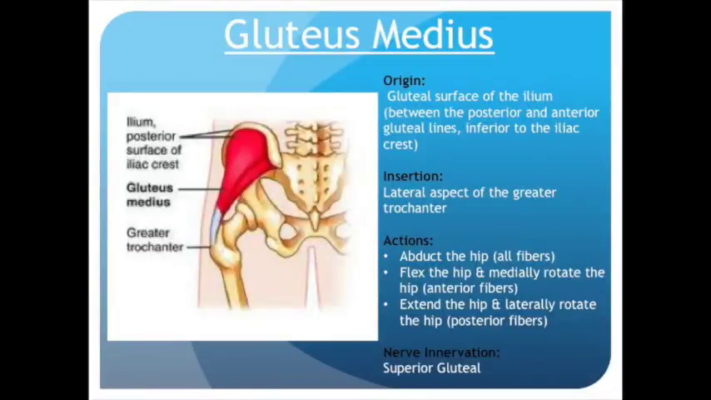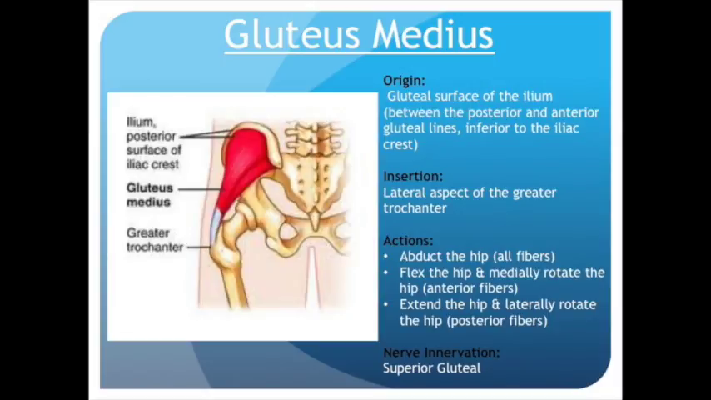The gluteus medius muscle is a powerful hip extensor and abductor. All of its fibers are responsible for abduction of the hip. The anterior fibers are responsible for flexion and medial rotation of the hip, and the posterior fibers extend and laterally rotate the hip. The gluteus medius originates at the gluteal surface of the ilium between the posterior and anterior gluteal lines and inserts at the lateral aspect of the greater trochanter.